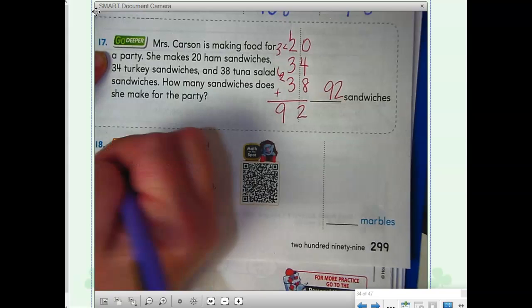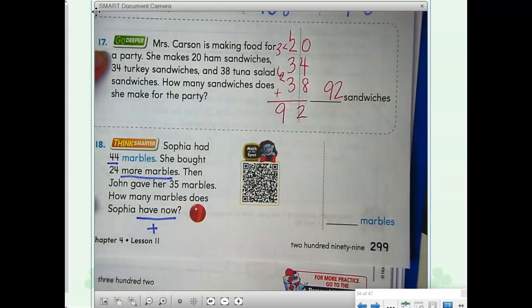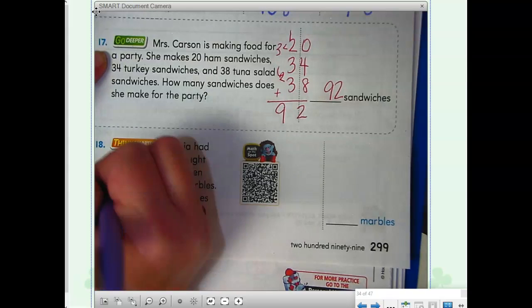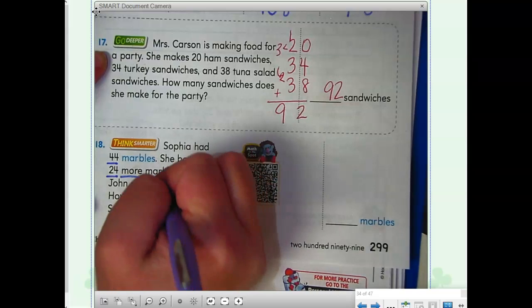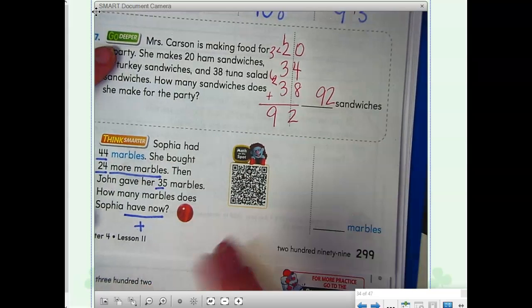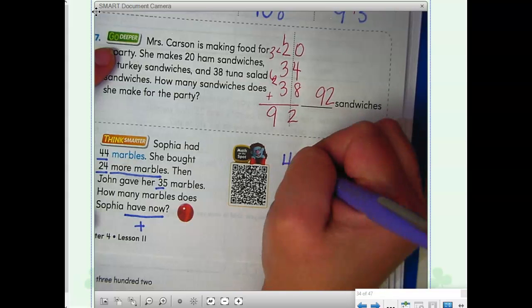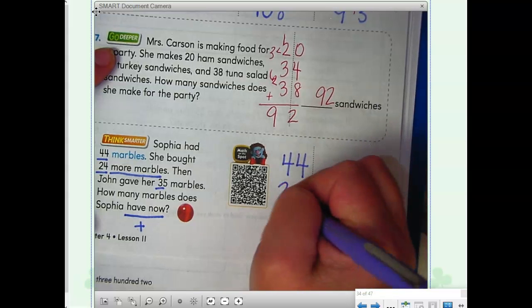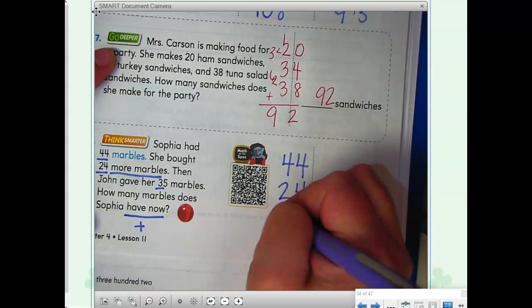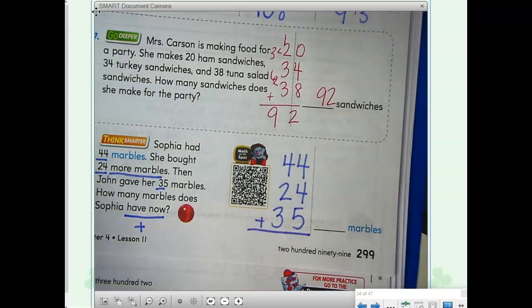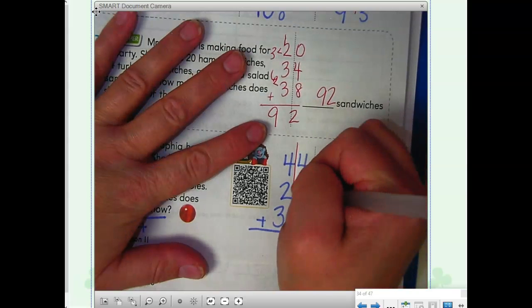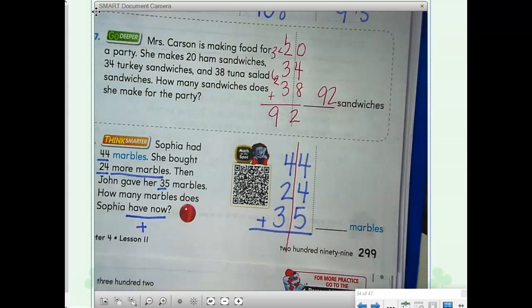All right, so we are going to work with the numbers 44 and 24 and 35. So let's make our column problem. 44 plus 24 plus 35. I'm going to make sure I keep it lined up. Keep my tens and ones apart. Okay.